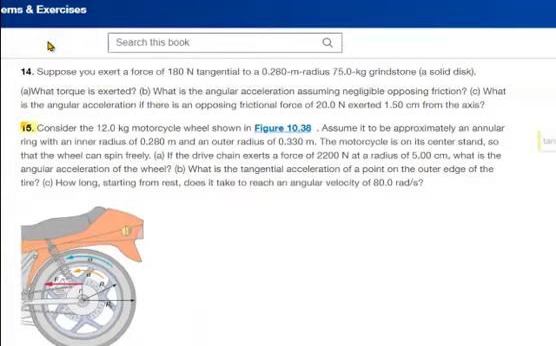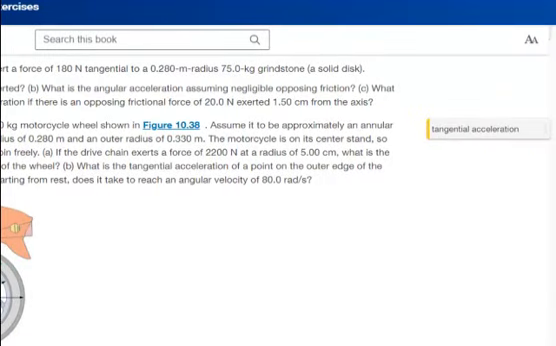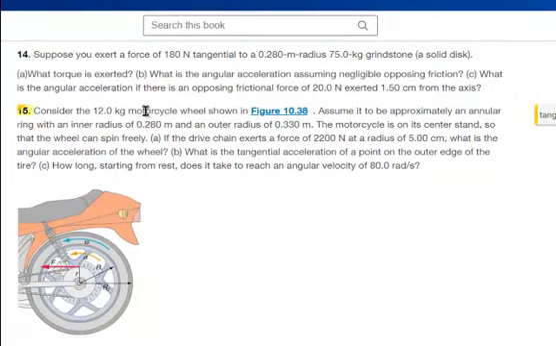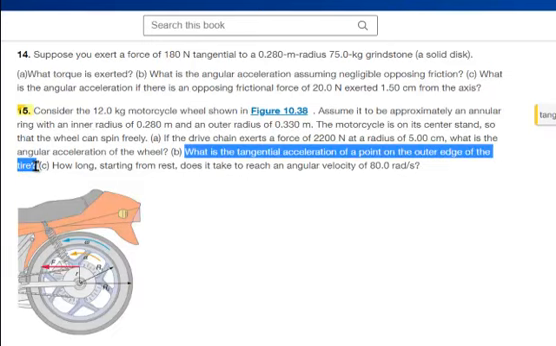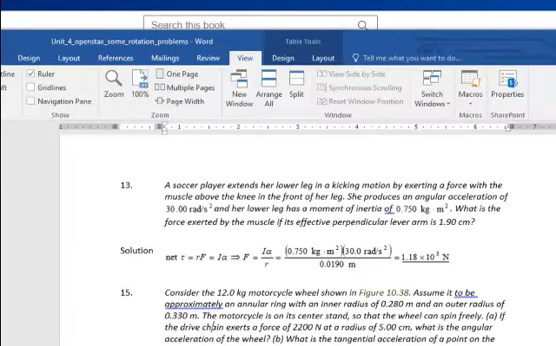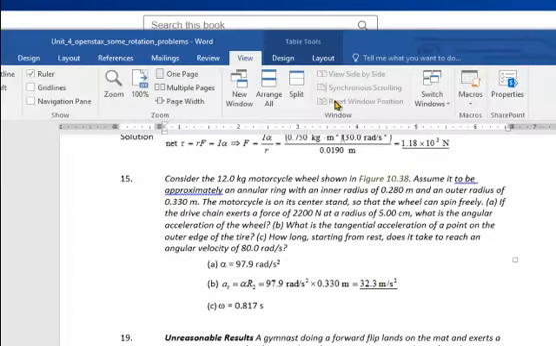The only note that I have here is that this is about tangential acceleration. Here are the original numbers, with the 2,200 newtons, which is in the neighborhood of 500 pounds, so it's quite strong in order to accelerate the motorcycle. This is where you got this large acceleration from. And this is the question: what is the tangential acceleration of a point on the outer edge of the tire? All you have to do is multiply the already given angular acceleration times the radius, and that is the tangential acceleration. So that's this one here.